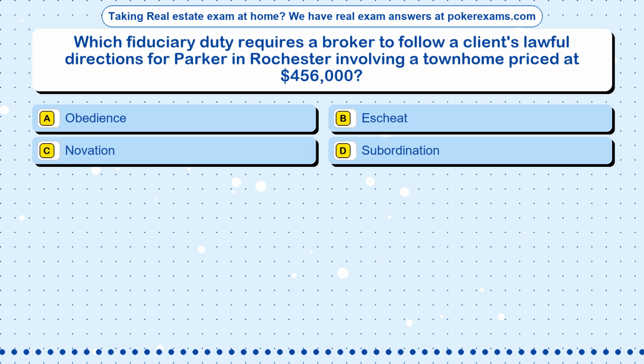Question 89. Which fiduciary duty requires a broker to follow a client's lawful directions for Parker and Rochester involving a townhome priced at $456,000? Option A, obedience. Option B, this cheat. Option C, novation. Option D, subordination.